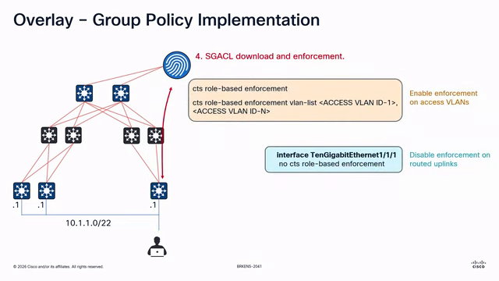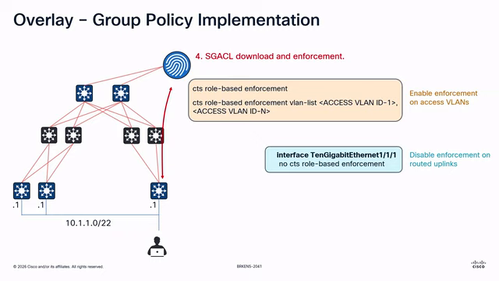The last step, we have our SGTs assigned, and the SG ACLs are being downloaded. But we actually need to enable enforcement explicitly. So the first line to enable, CTS role-based enforcement. That actually makes enforcement work, but not quite in the way that we wanted. By default, it enables enforcement on routed interfaces and does not enable it on VLANs.